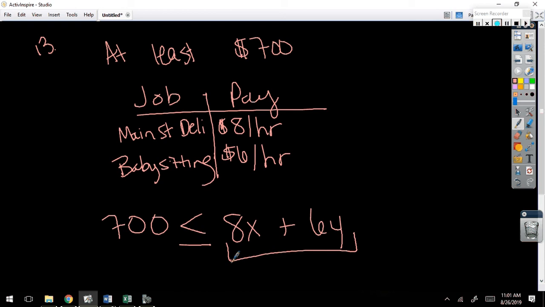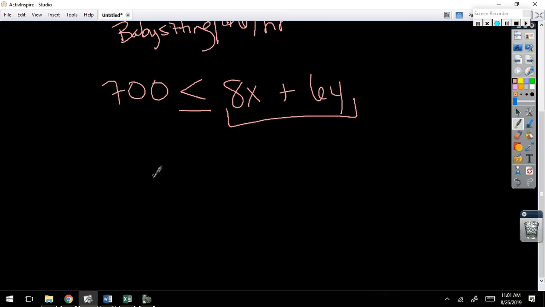X is the number of hours at Main Street Deli, and Y is the number of hours babysitting, and so if you multiply, find your rate there. Does that make sense to you? Okay, so of course this whole thing has been about graphing. So let's graph it.